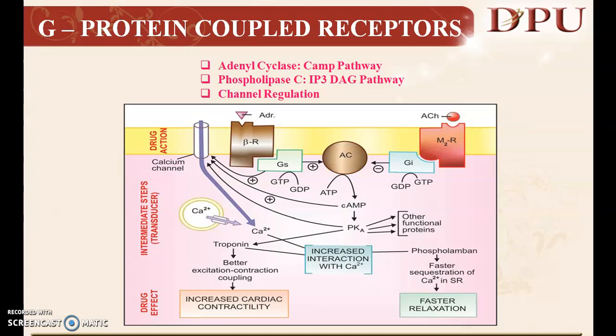Apart from the activation of protein kinase A, when GS protein gets activated, there is also opening of calcium channels leading to increased calcium ion concentration inside the cell, which helps in contractility. So this is about GS protein. Whenever a drug activates a receptor which is coupled to G protein, the adenyl cyclase cAMP pathway gets activated and a pharmacological action is produced. So this is the mechanism of action.